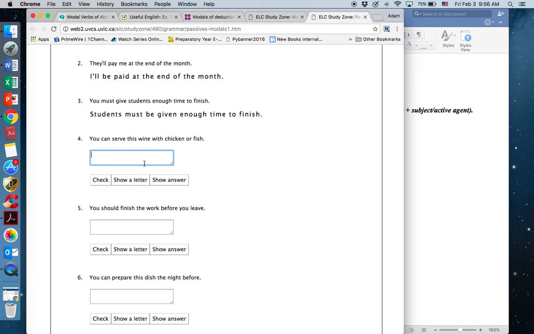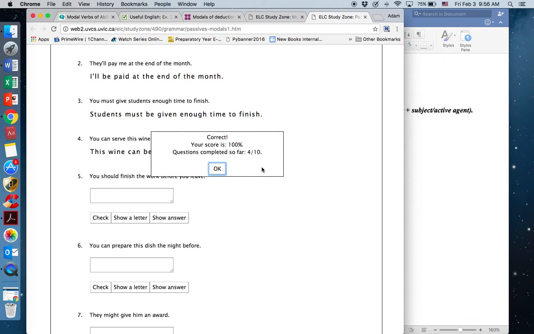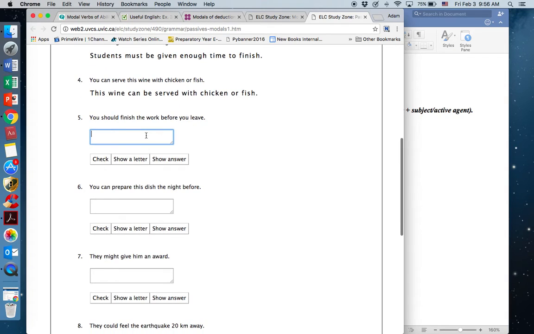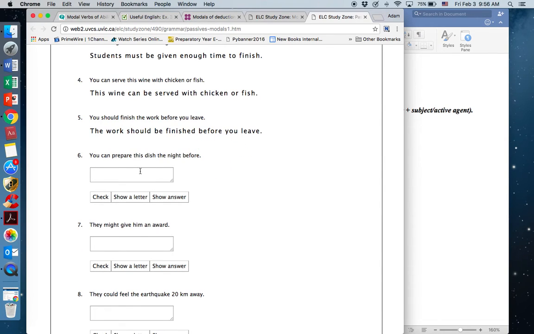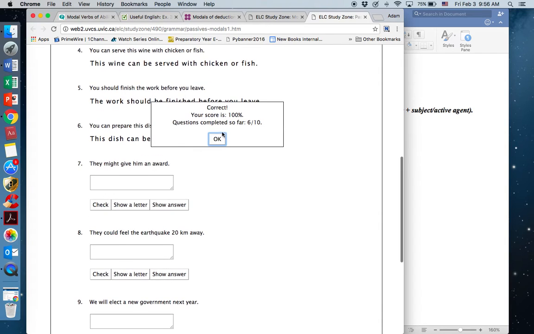You can serve this wine with chicken or fish. This wine can be served with chicken or fish by you. You should finish the work before you leave. The work should be finished by you before you leave. Of course, if it's before you leave, then it's by you. You can prepare this dish the night before. This dish can be prepared the night before by you, again, and so on and so forth.